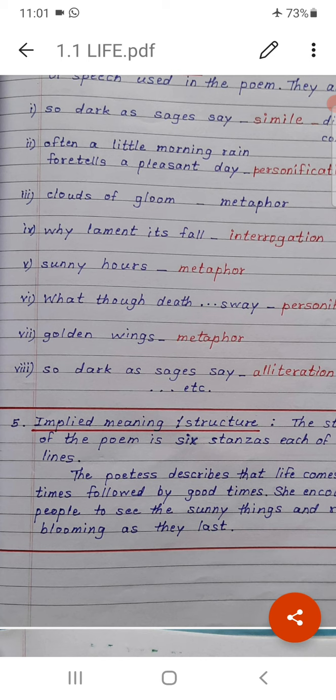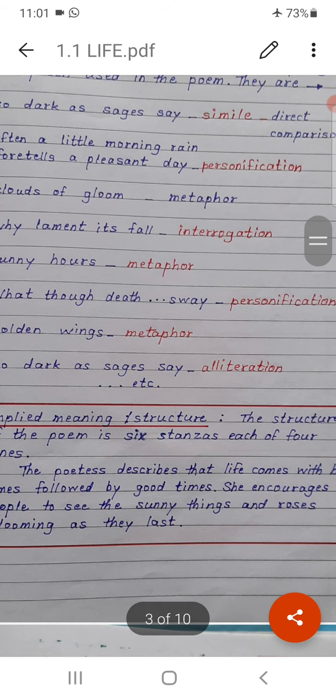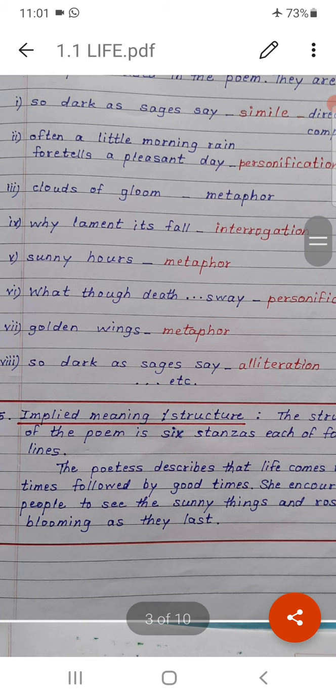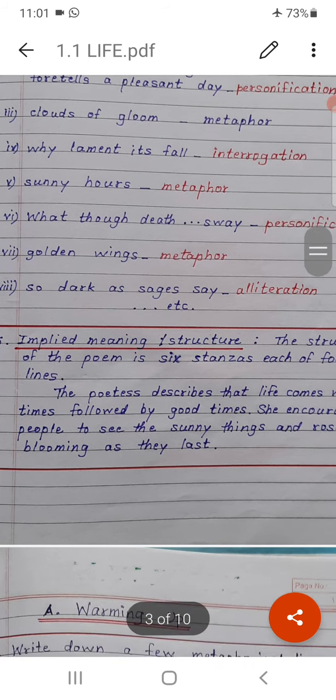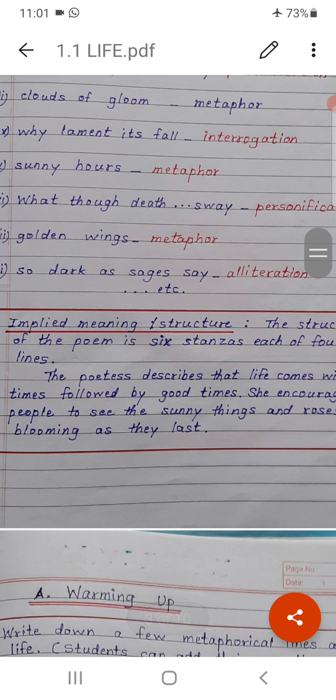"What though death till sway", those 2 lines, there is personification used, death is given the human quality. Next is "golden wings". Again here metaphor, hidden comparison. And last one, "so dark as sages say".